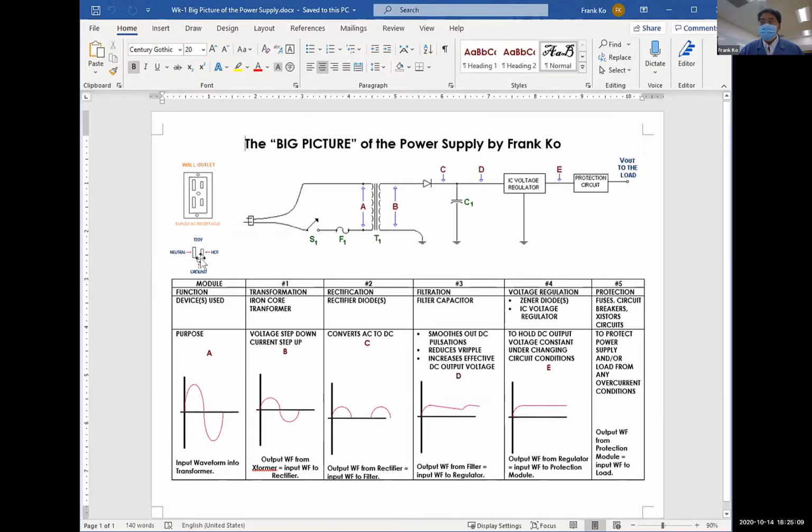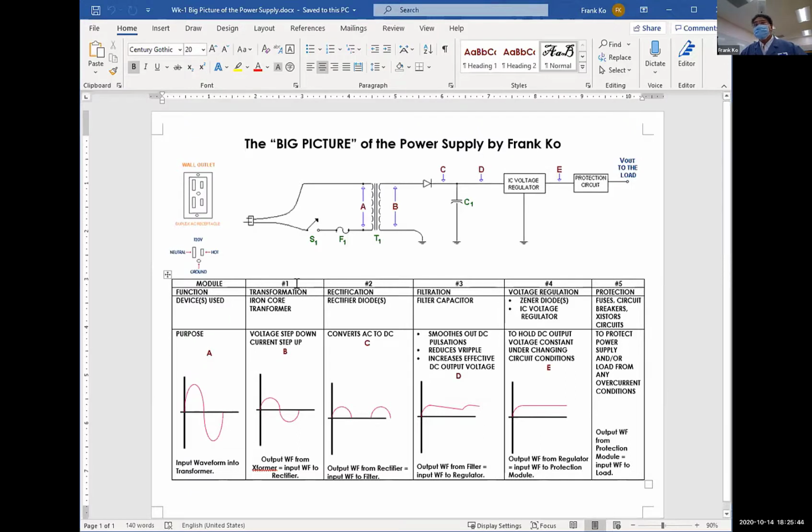So your power supply, as I've shown in this diagram, is divided into different modules. There's a module, a function, and devices that are used. So if you take a look at the first module of the power supply, the function, what are the last four letters of the word function? T-I-O-N, is that correct? Okay, so function ends with the last four letters T-I-O-N.